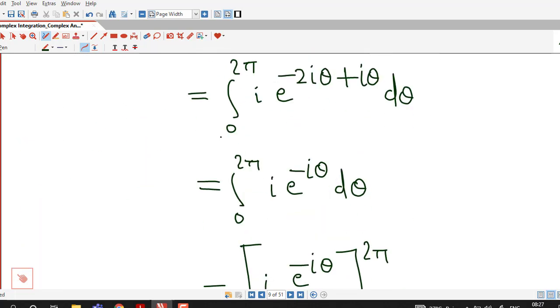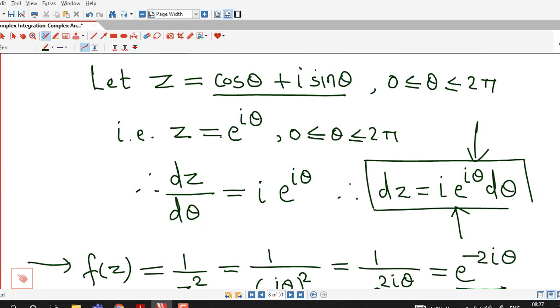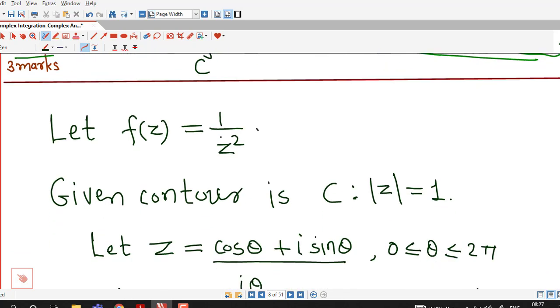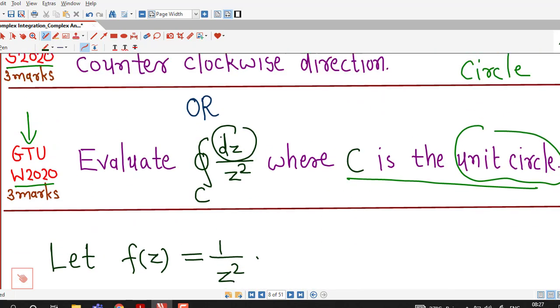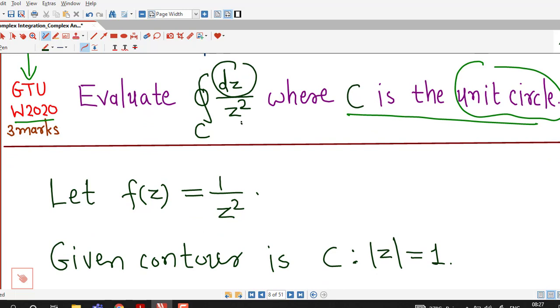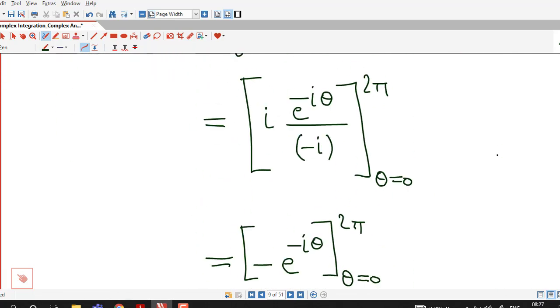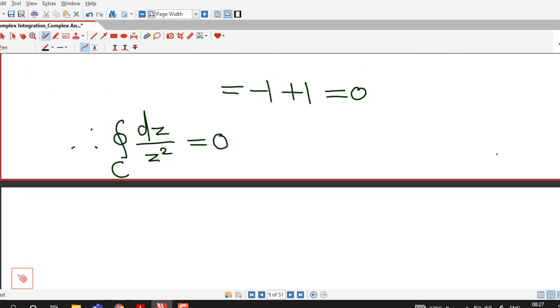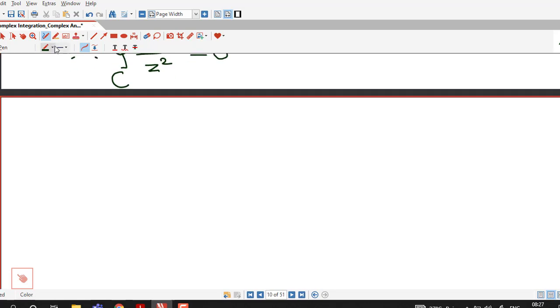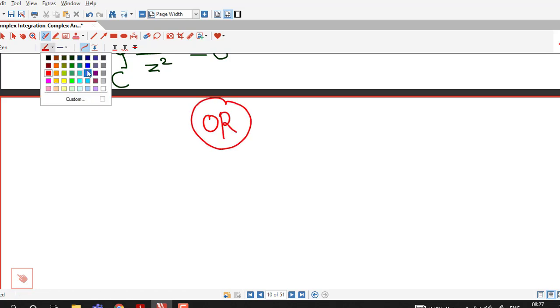So this problem we have done using parametric representation. We are using the definition of contour integral. So we are converting our integral from f of z to a function of theta, where theta is a real variable, and then we integrate with respect to theta. Now the same problem can be done using Cauchy integral formula also. So either you can use the definition of contour integral, or you can use Cauchy integral formula.